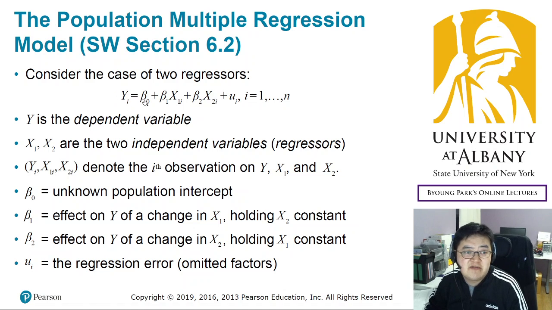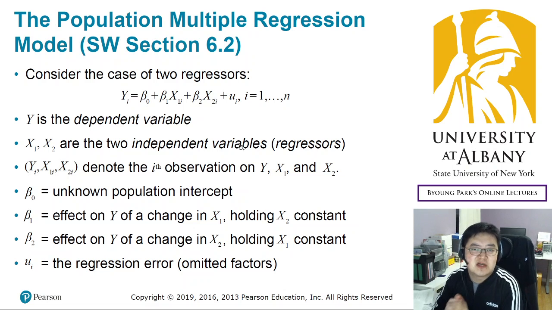Y, the left-hand side variable, is the dependent variable or the outcome variable, because it is determined by the other variables. And x1 and x2 are independent variables or regressors, right-hand side variables, explanatory variables. There are many different names, but I'm going to use regressor or independent variable or explanatory variable. I think those terms are pretty self-evident.